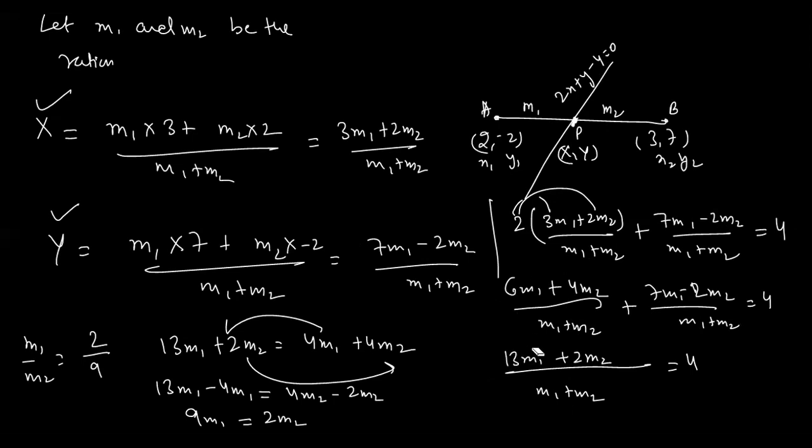So 6 and 7 will be 13m1, and this 4 and minus 2 will be added, and this will give you 2m2. When this m1 and m2 goes to that side, it will also multiply to this one, and you will get 4m1 and 4m2. So I write here this one as 13m1 and 2m2, and this 4m1 plus 4m2.